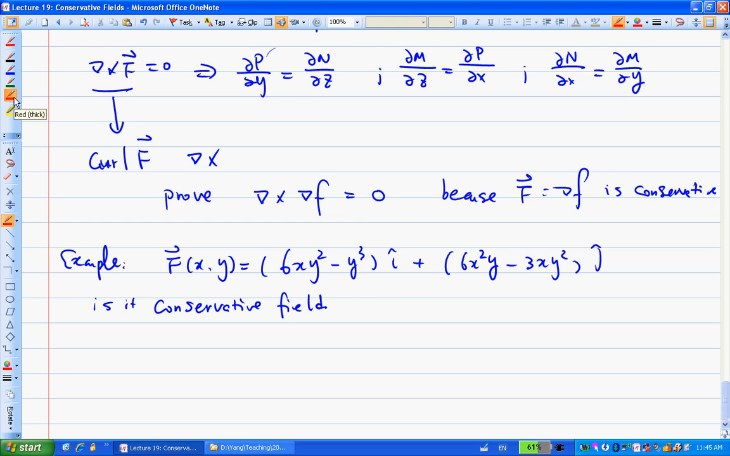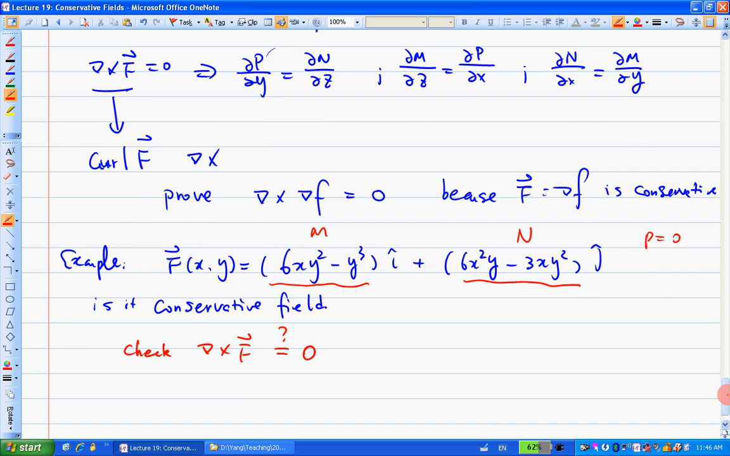Number one, let's put down the components corresponding to that theorem. This one has only two components, so this is a 2D vector field. This is your m, and this is your n, and the p term equals 0. Now if I'm going to apply this theorem, what I'm going to do is check this del cross f, whether that's going to be 0 or not.